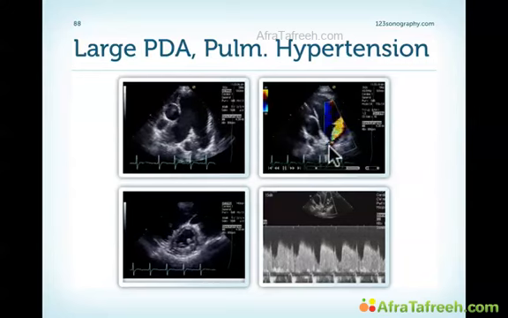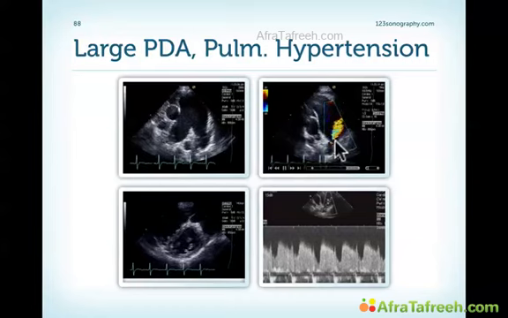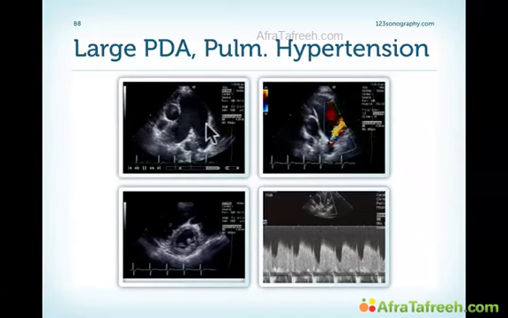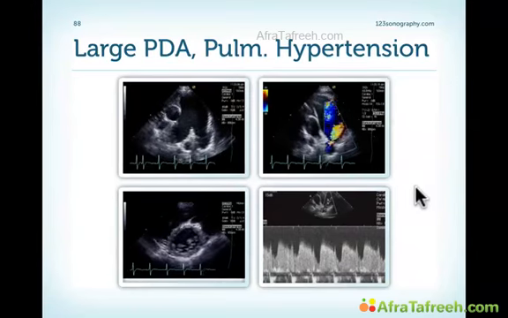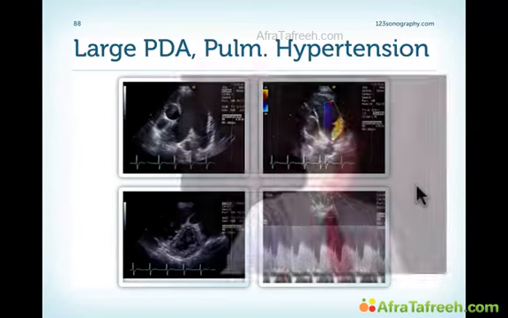We see it also from the color image and can appreciate that there is continuous left to right shunt. Still a nice jet seen here. We see the very severely dilated pulmonary arteries. And this is a patient who still benefited from closure. The pulmonary artery pressure decreased and the symptoms improved, but these patients need careful evaluation before the decision whether to close the PDA or not.